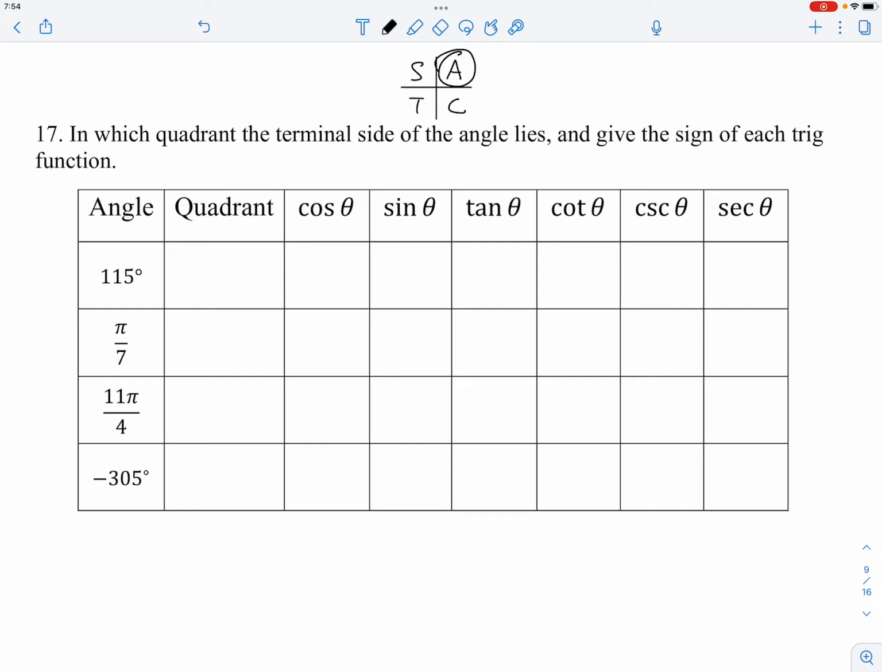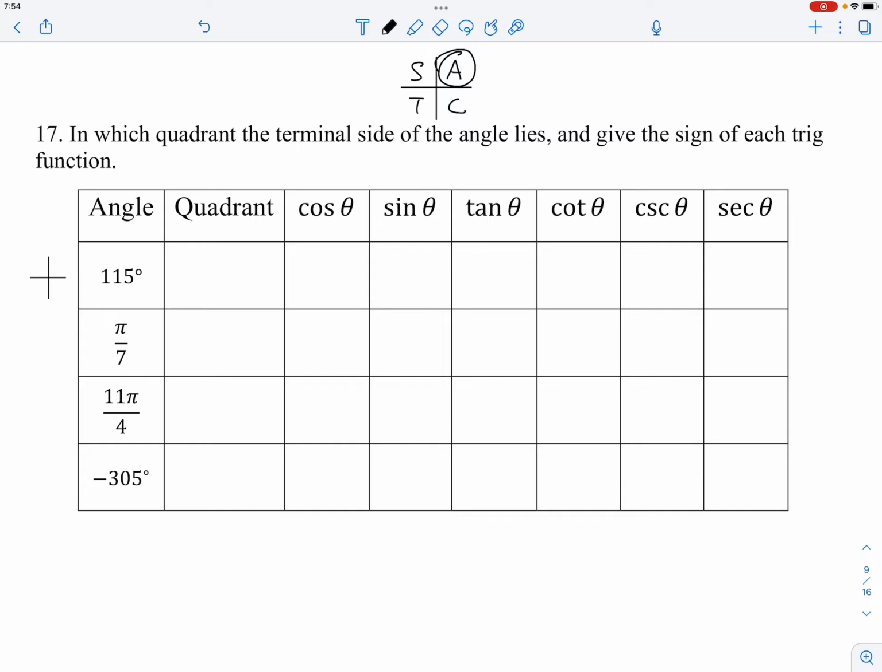And then for quadrant 4, we have cosine. Cosine is positive in quadrant 4. Same thing with secant, which is the reciprocal of cosine. Okay, so now make sure that you can tell the angles. And I'm going to just draw a quick sketch for all these angles.